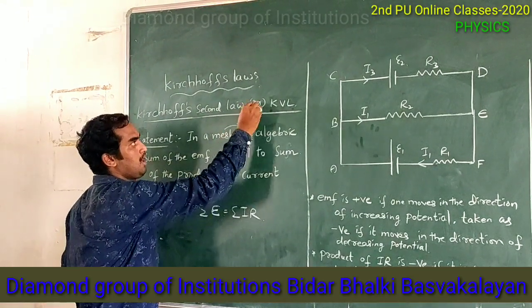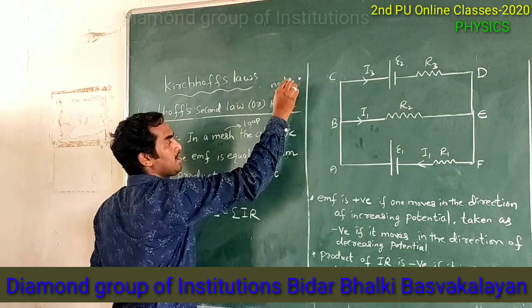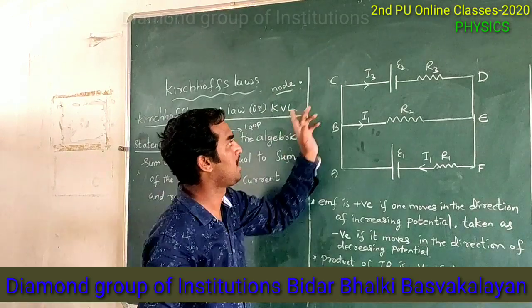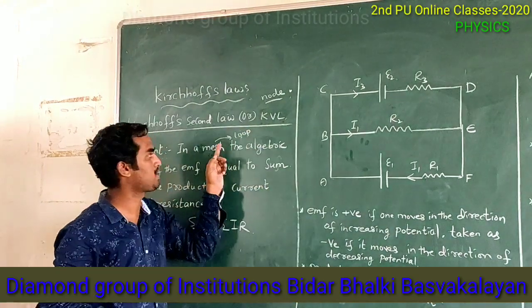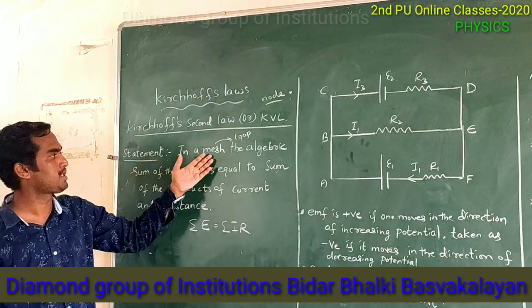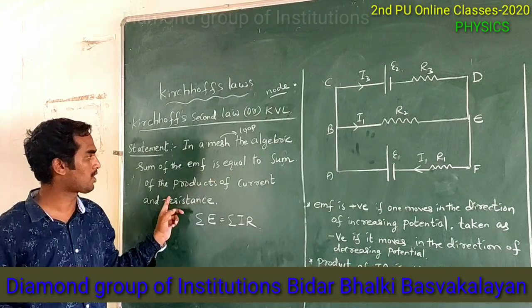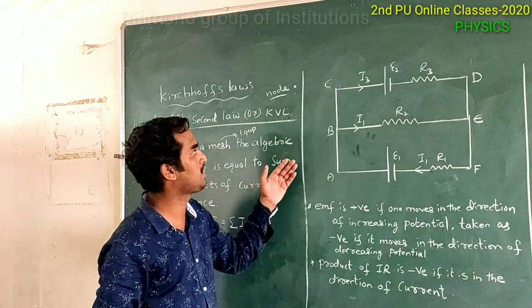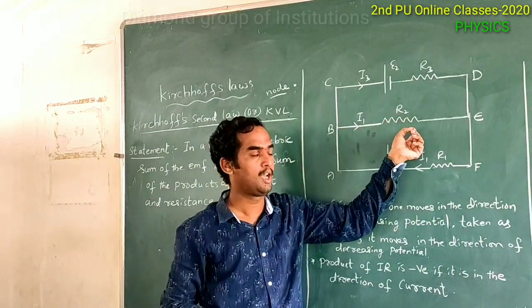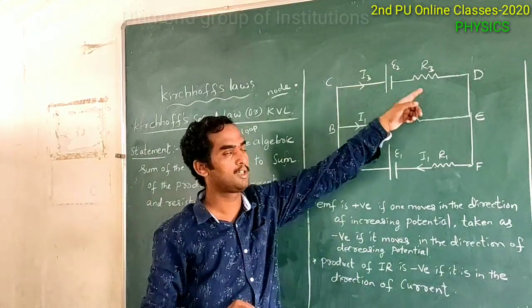So in the first law we read node. That means a particular point is called a node, but here there is a closed circuit for the flow of current, and that is called what? Mesh or loop. So in a mesh, the algebraic sum of the EMF is equal to the sum of the products of the current and the resistance. And here there is a simple illustration of how to apply Kirchhoff's voltage law to a particular circuit.